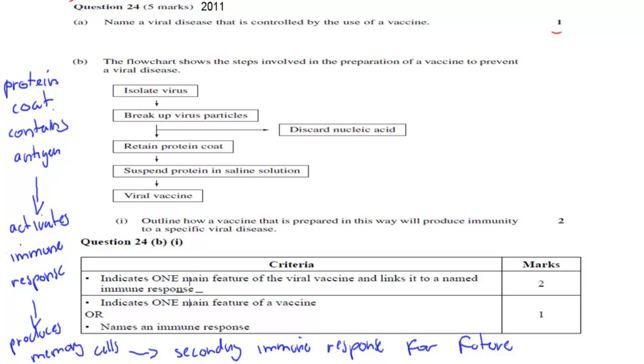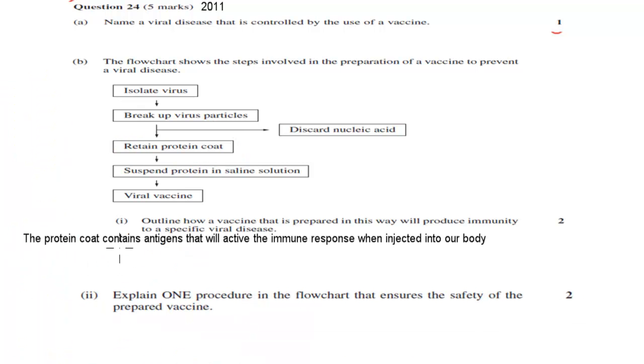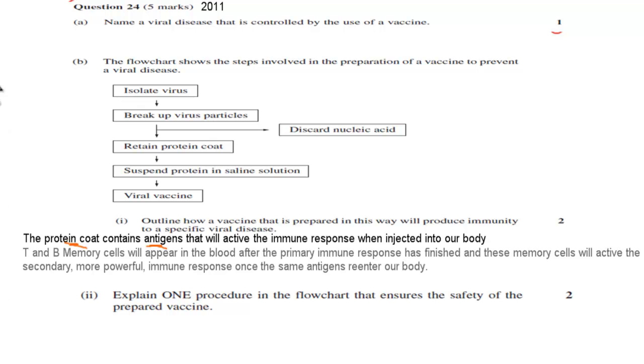Because it says, indicate one main feature of the viral vaccine. So I chose the retained protein code, and link it to a named immune response. And that was a secondary immune response. So what I wrote is, the protein code contains antigens that will activate the immune response when injected into our body. Right? So these are the antigens on the protein code. So that's going to get me probably 1 mark already. But now I want to make sure I link it all to the immune response itself.